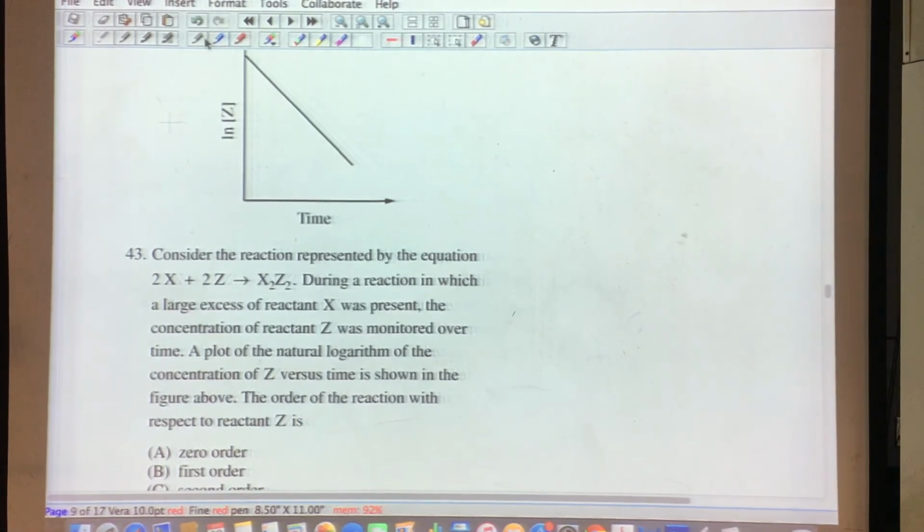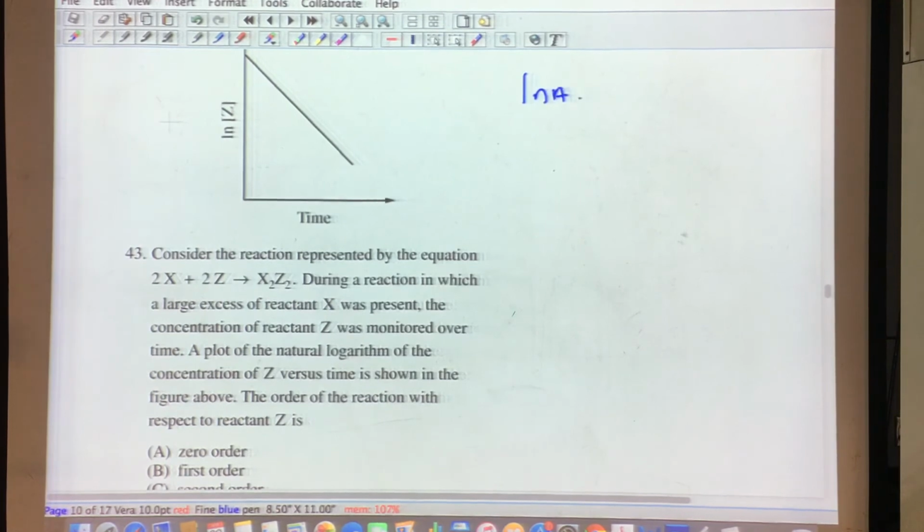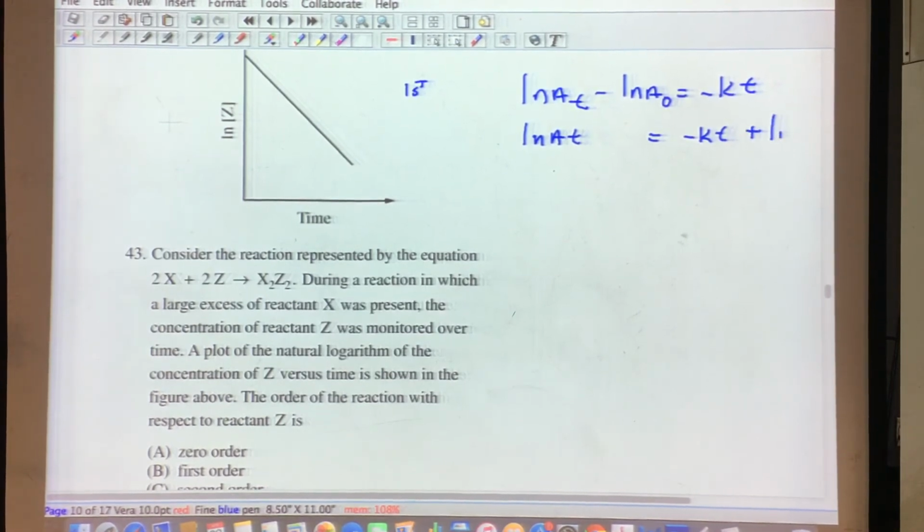In the reference table, they give you two formulas that are integrated formulas. They give you the ln of A at some time t minus the ln of A at time 0 equals negative kt. Now, if you rearrange this and make this positive, this is how they give it to you. This is the first one they give you. So this is for first order. So if I rearrange this, ln of A at t equals negative kt, I'm just going to add plus ln of A of 0 to both sides.